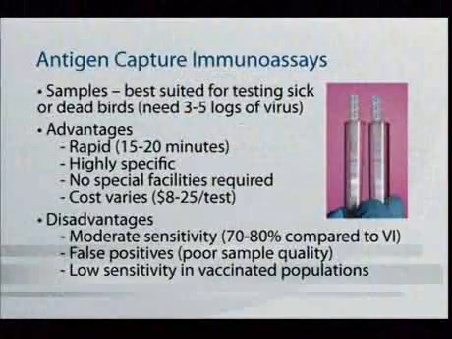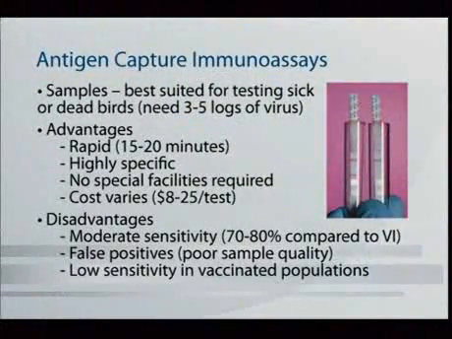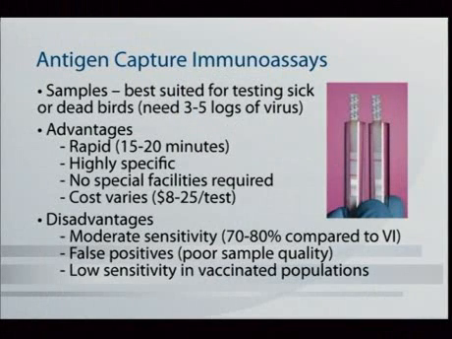Now, the antigen capture immunoassays, there are a number of these that have been developed recently. They're very quick. They can be used on the farm, and it doesn't require any special facilities. But they're not as sensitive as either the virus isolation or PCR. In work that's been done here in the United States, we've only shown about 70 to 80% sensitivity when compared to virus isolation or PCR. And of course, you have to be concerned about false positives because of poor sample quality, and usually because vaccination suppresses the amount of virus that's excreted from infected birds, they're probably going to have low sensitivity in vaccinated populations.